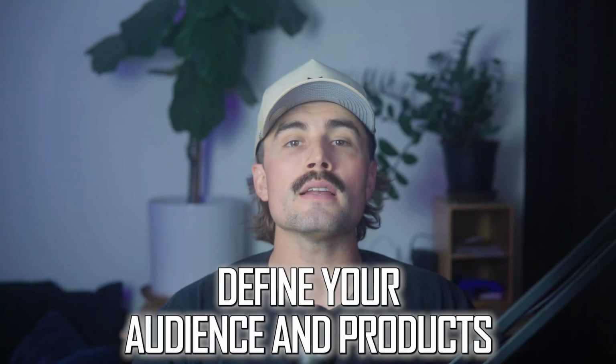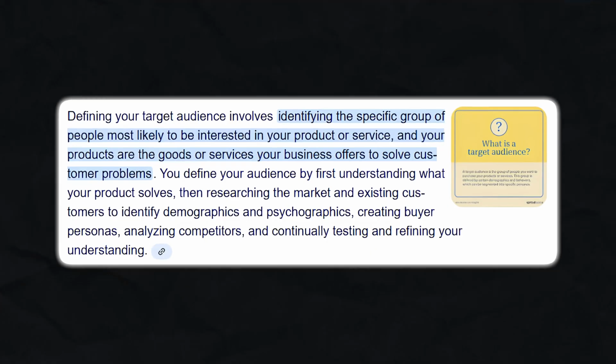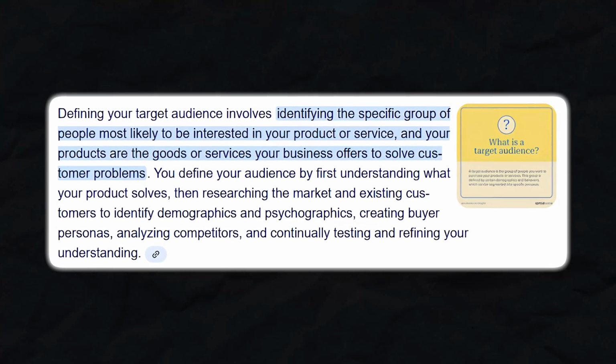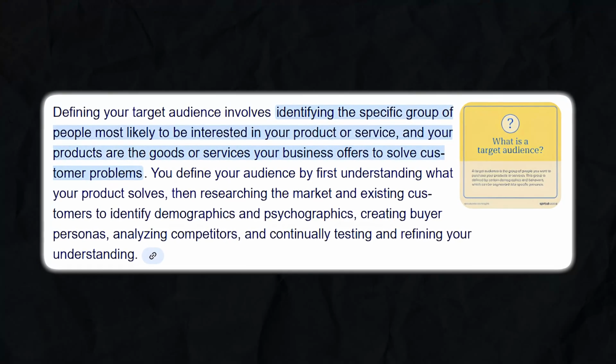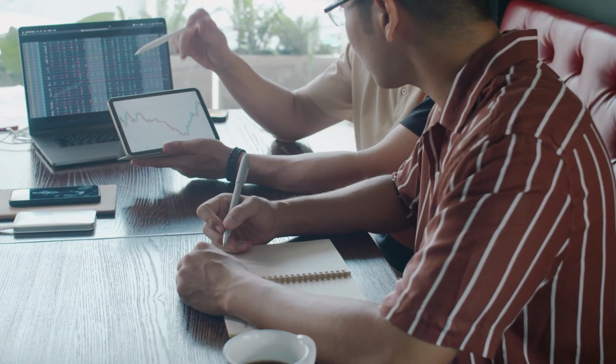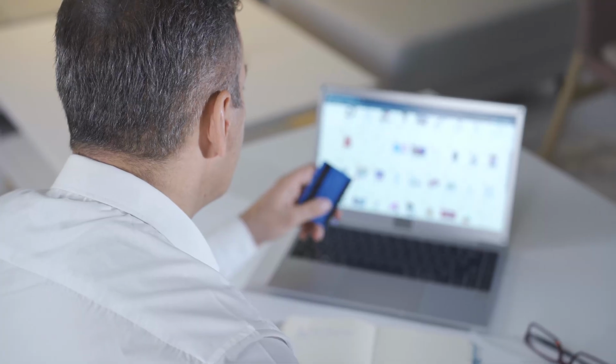Step 1, define your audience and products. Everything starts with your customers. So before you start to design a website, think about who you want to serve. Create buyer personas that describe your ideal shoppers, their interests, their needs, and challenges. Next, decide what products you'll sell and how you'll source them. You can manufacture items yourself, purchase wholesale from suppliers, or use a drop shipping model where products are shipped directly from the supplier to your customer. Evaluate your costs, margins, and logistics.